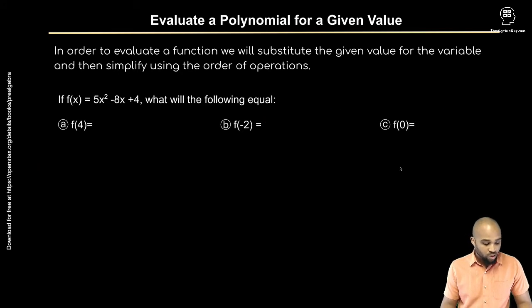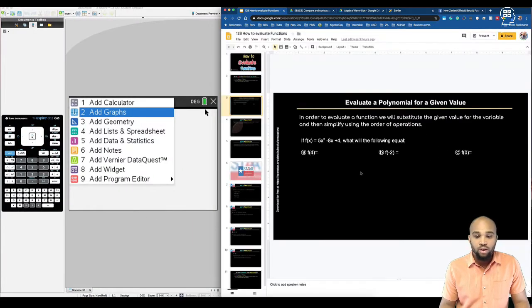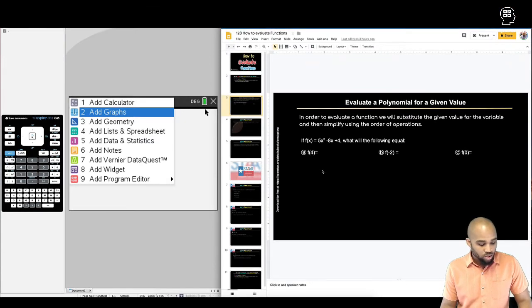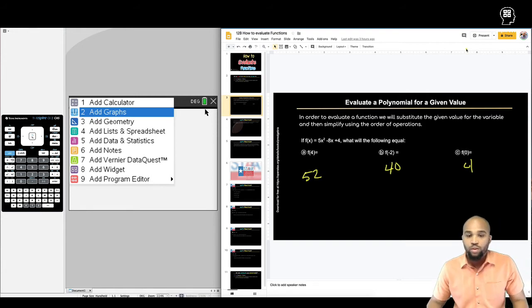Let me rewrite this because I want to show you can actually do this on your calculator, because all you're doing is substituting and solving, and your calculator can do that work for you. So let's go to our calculator, and I'm going to see if I can remember what those answers are. Was it 52? I think we said 40 and 4. So let's put it in the calculator and see if we get the same thing.